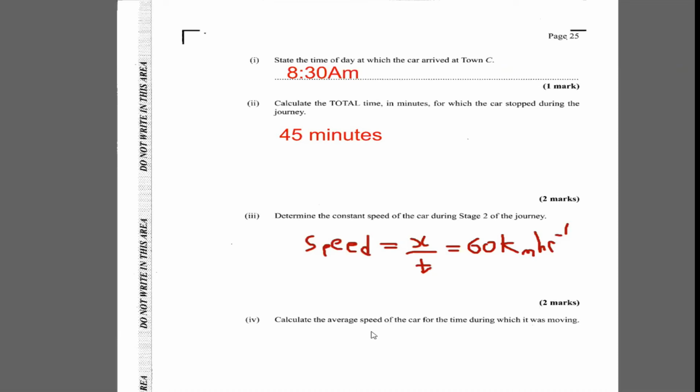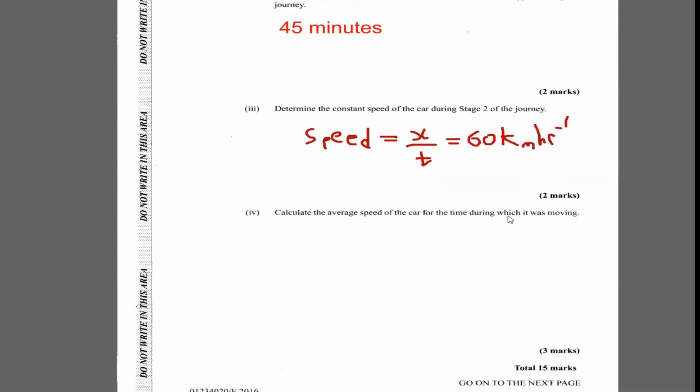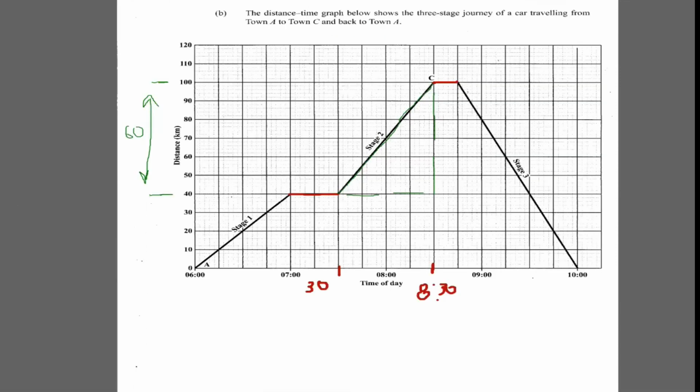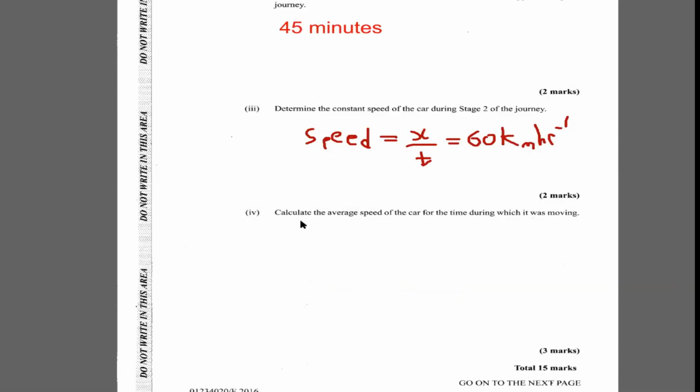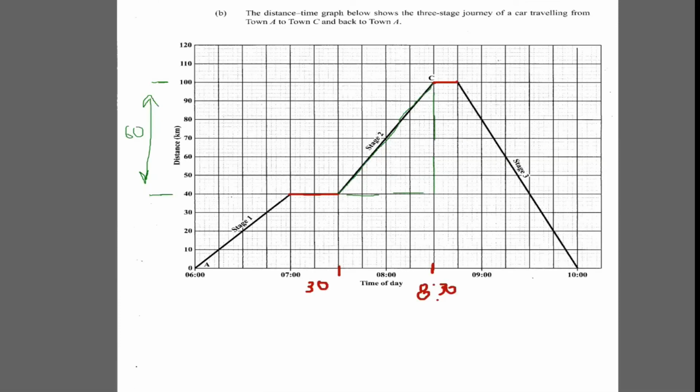Then it says calculate the average speed of the car for the time during which it was moving. Now, to find the average speed of the car for the time it was moving throughout the whole journey, calculate the average speed of the car for the time during which it was moving. Okay, so you pretty much want the total distance it covered over the total time.